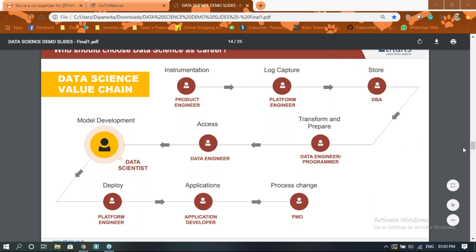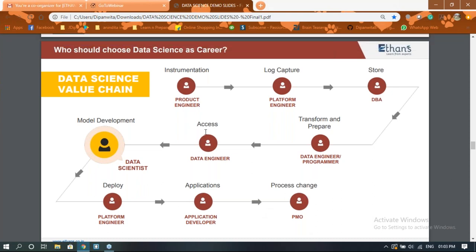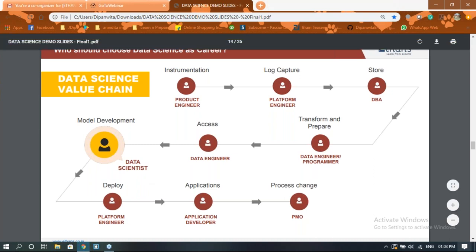Okay, so this is the entire pipeline, this is the entire value chain. So you can be a person who is as experienced as a process manager, an application manager, or an application developer, and you can fit in this chain, so that won't be an issue. Okay, next.